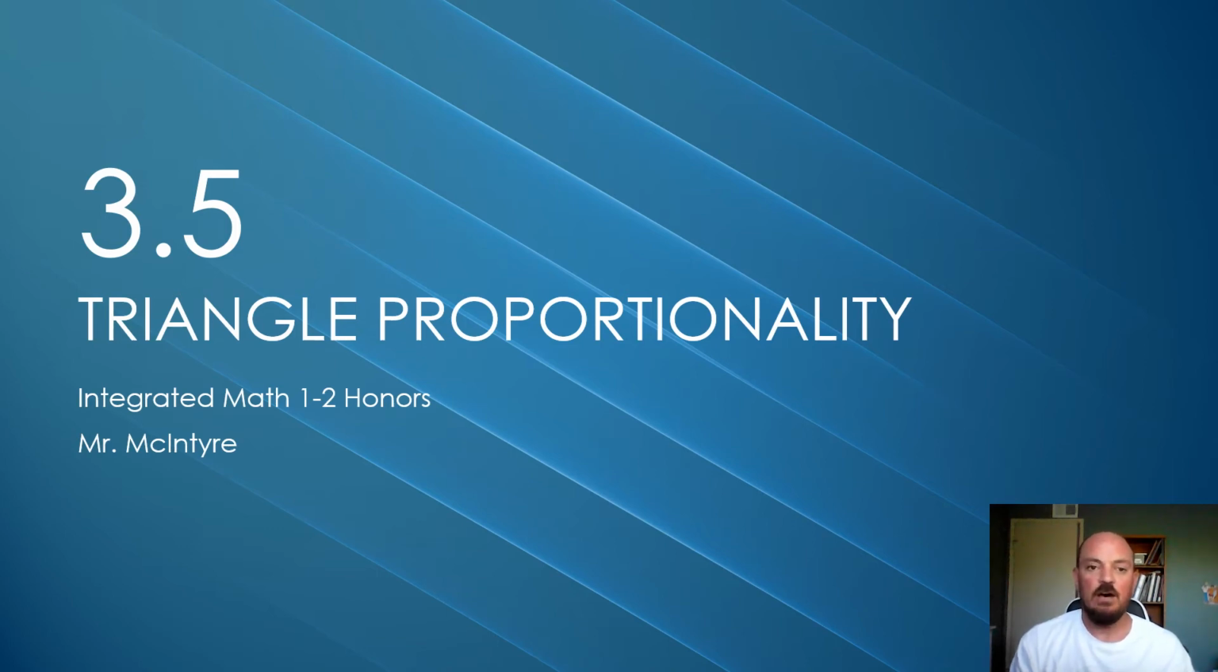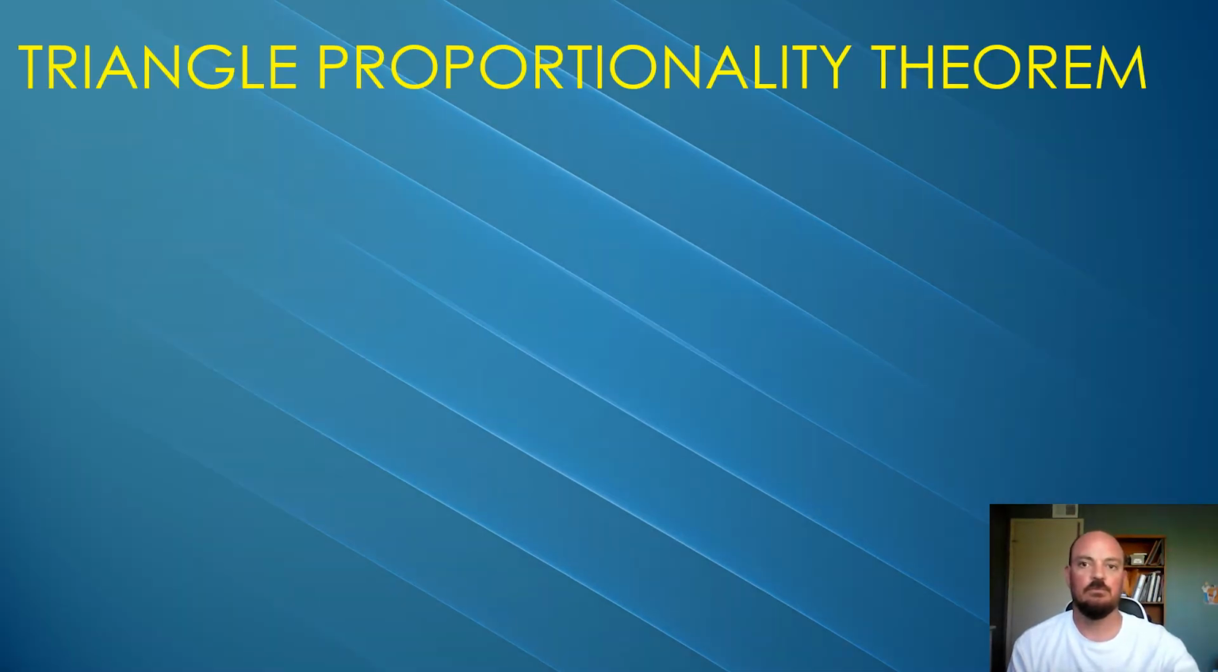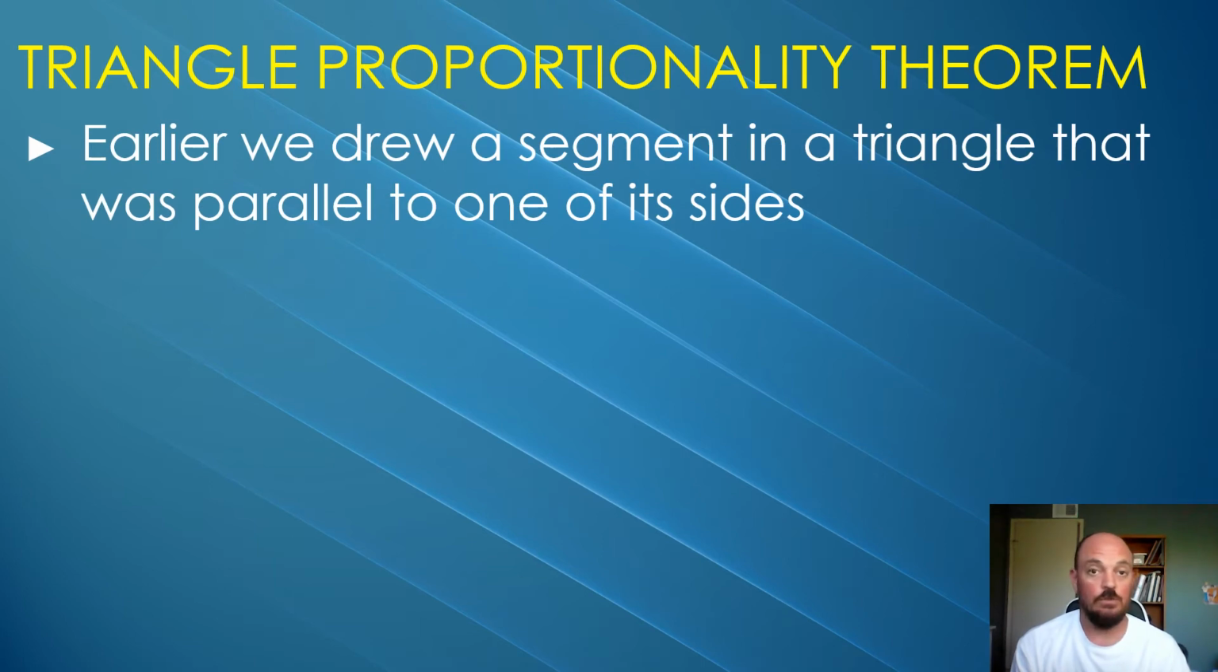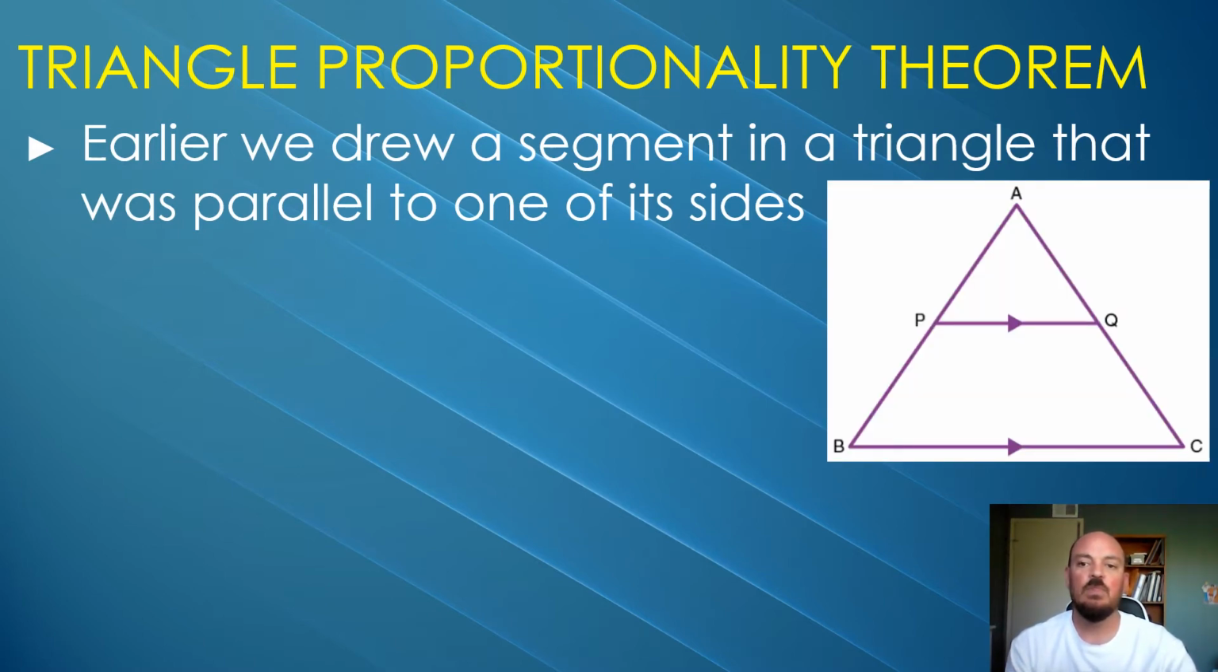Hi everyone. For today for 3.5, we're going to learn a couple more theorems about proportional triangles. The first one is called the triangle proportionality theorem, and it's similar to something we did earlier. I said earlier on we did this question where we took a triangle and we drew a line segment through the middle that was parallel to one of its sides, and we said it splits it into two similar triangles, or it creates two similar triangles. The picture looked kind of like this.